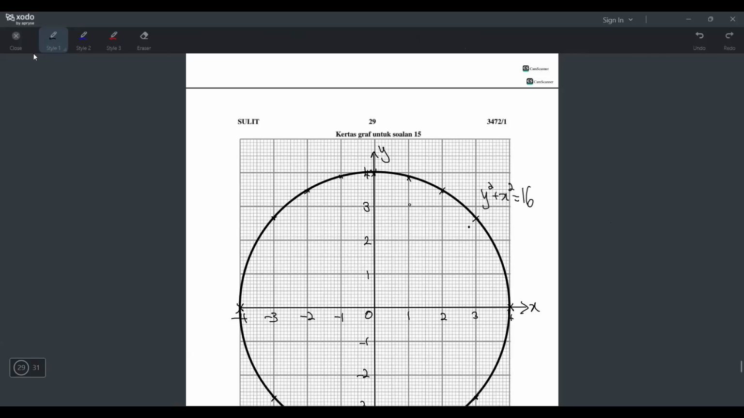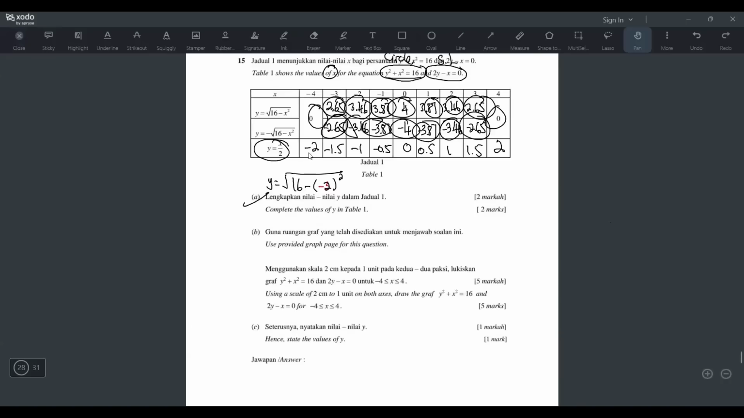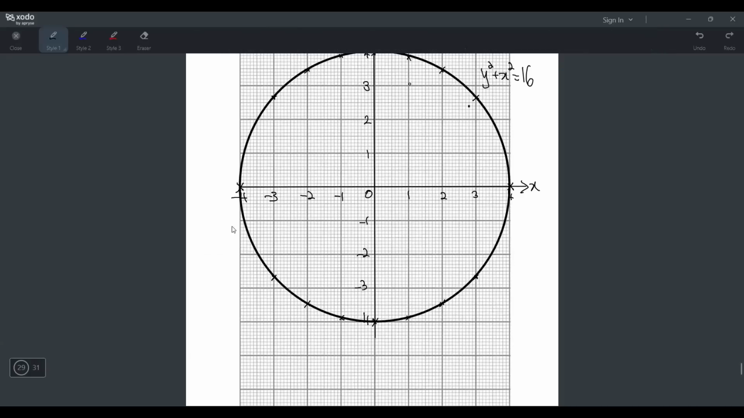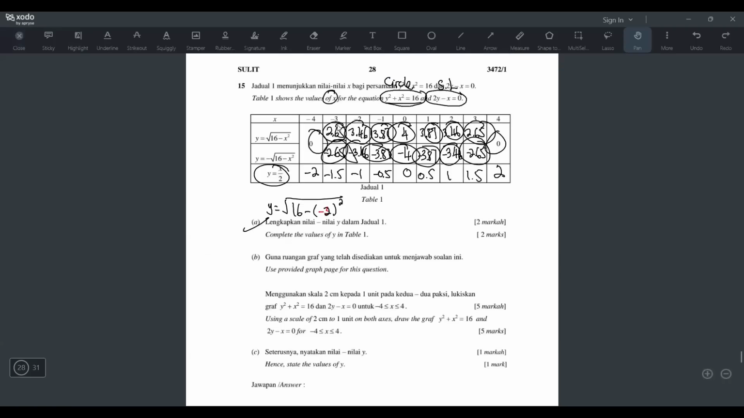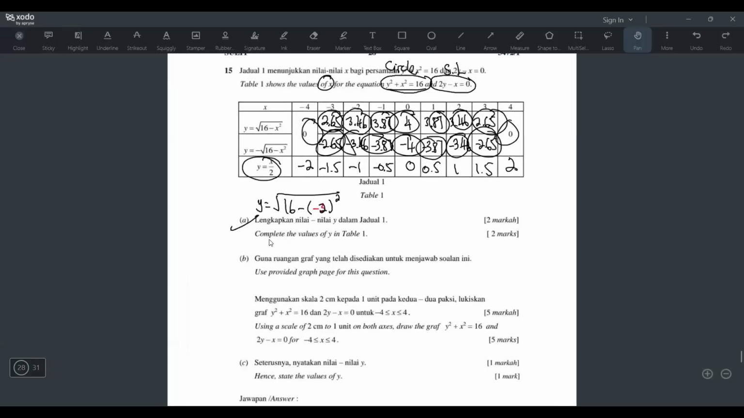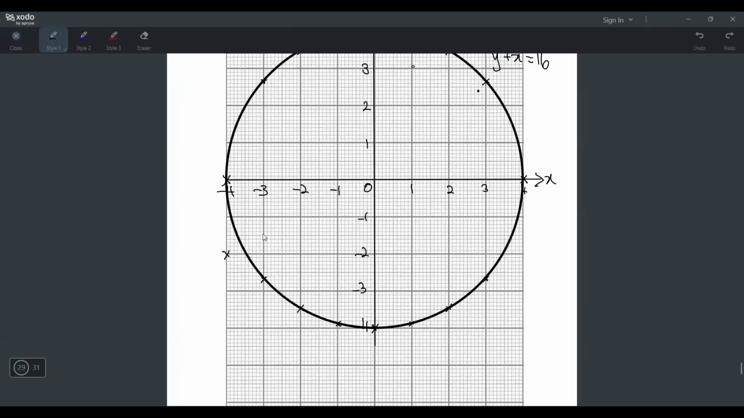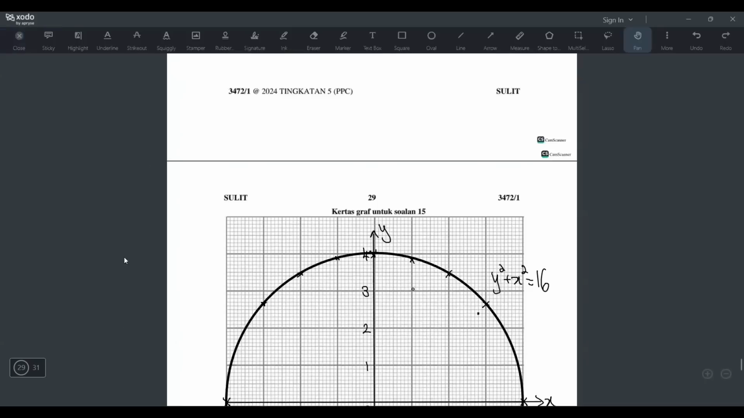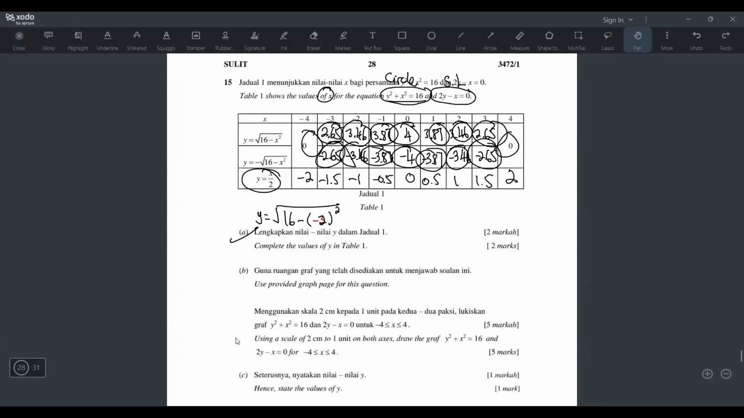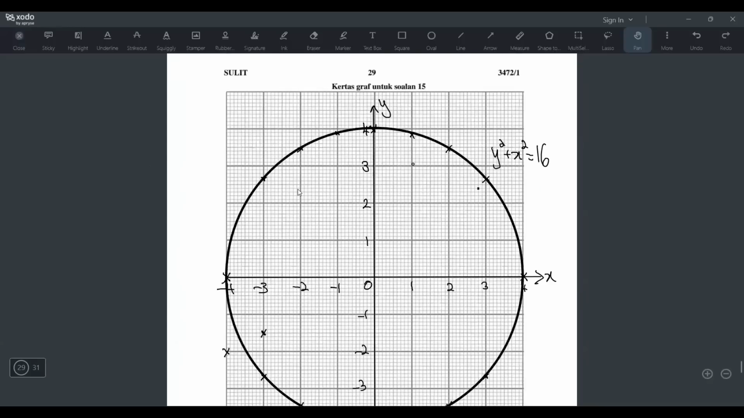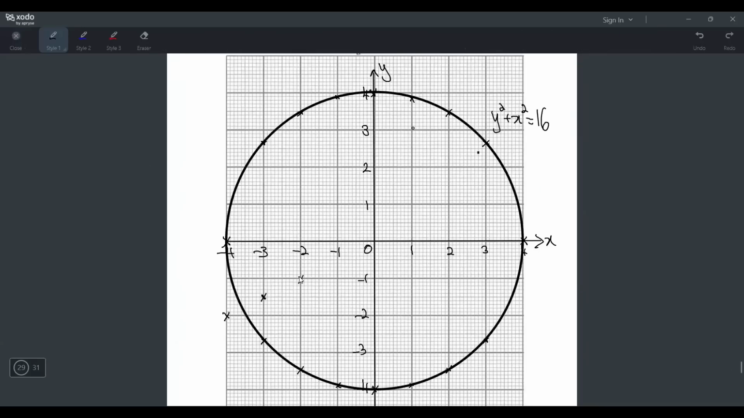Now it's time to plot the straight line. When x is negative 4, y is negative 2. So negative 4, negative 2. Where is it? This is negative 4, negative 2. Next one, negative 3, negative 1.5. Negative 3, negative 1.5 is here, in the middle. Next one, negative 2, negative 1. Okay, negative 2, negative 1 is here.